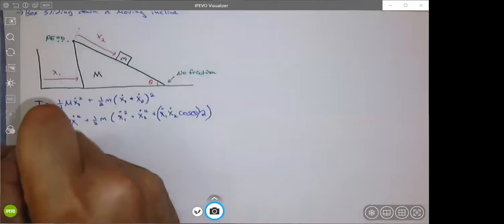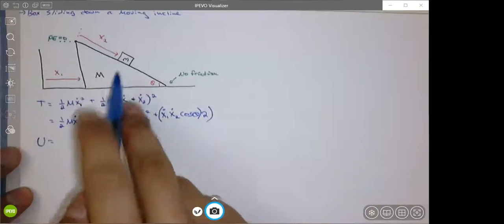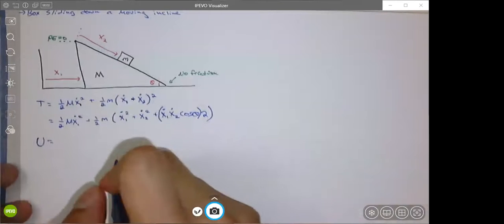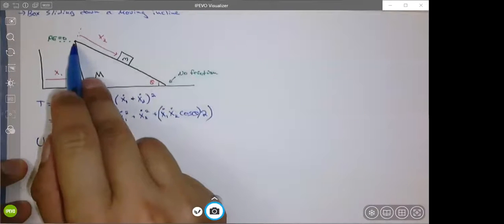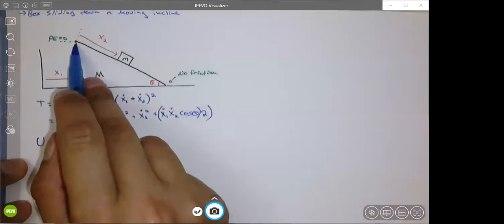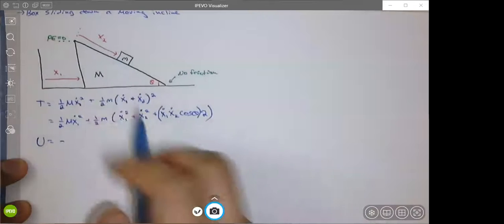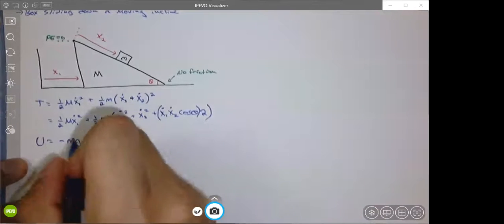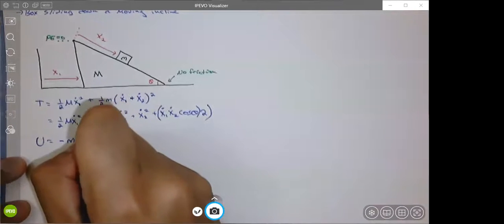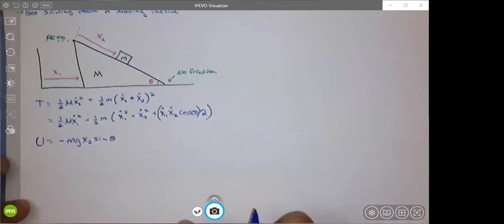How about the potential energy? The potential energy, which is U, well, I've defined the minimum potential to be at this height, and it's going down, so we're going to have a negative value for the potential, and we could write that as negative. How far is this going to go down? It'll be x2 times sine of theta, because this angle right here is theta. So we'll end up with m little, or lowercase m, times g, times x2 sine of theta. And that's the only potential energy that we have in our system.